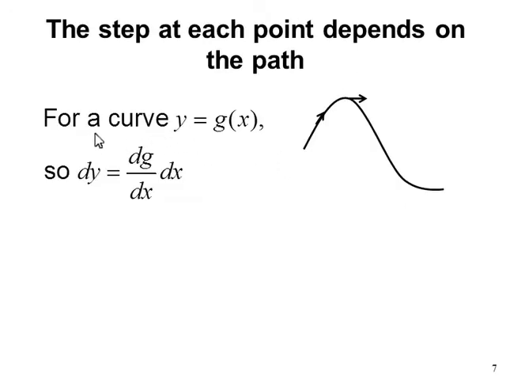Here's an example. For a curve, y is equal to g of x. The relationship between dy, that is the step in y, and dx, the step in x, is given by the slope of y with respect to x, that is dg/dx, because y is g of x, times the step size dx. Now we have the relationship between the infinitesimal steps in x and y that give ds.